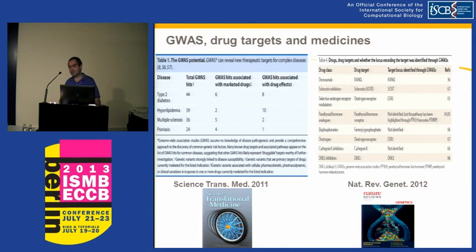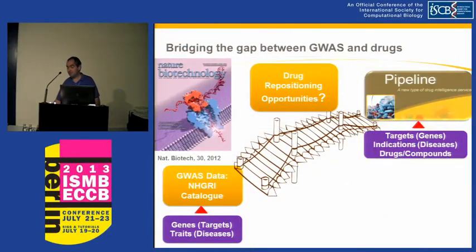So that was quite interesting to us, and we thought, maybe what we can do is something much more systematic. So this is a very simple idea, in fact. And if you want more details, you can look at our paper that published in Nature Biotech a few months ago. So on one side, we take the GWAS data, and we use the NHGRI catalog, and that provides you with genes, targets, potential targets, and traits, which can be converted into disease, of course.